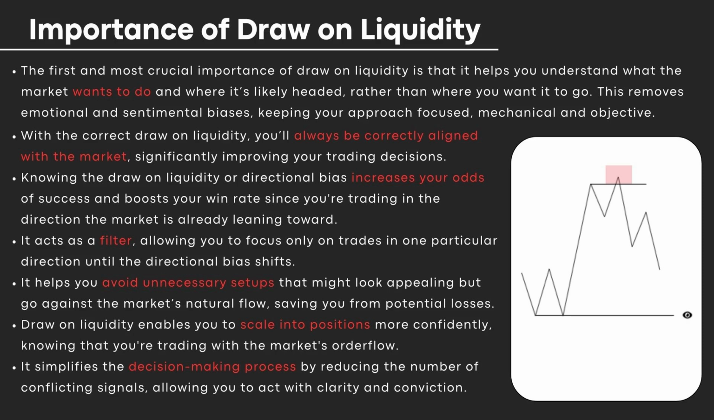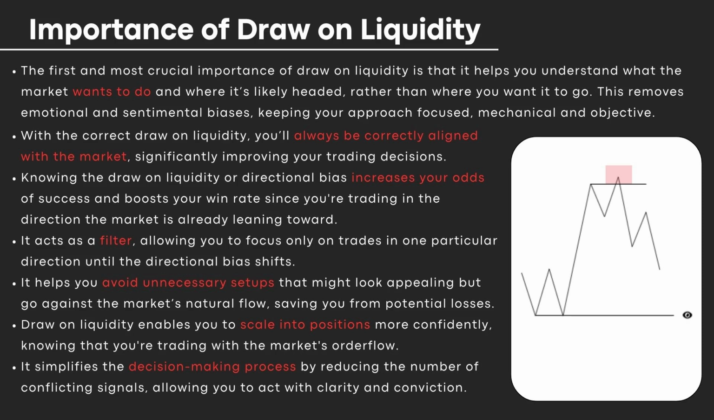If you know what the drawn liquidity is, you'd be able to easily align yourself in the market in that particular direction, and you'll make sure to only take entry setups or entry models that form or occur in the direction of the higher time frame drawn liquidity, right? Knowing the directional bias of the market increases your odds and chances of success, right? And boosts your win rate by a huge margin, because after all, you are trading in the direction that the market is already leaning towards, right? And you're not taking counter trades in the opposite direction, which significantly decreases the odds in your favor.